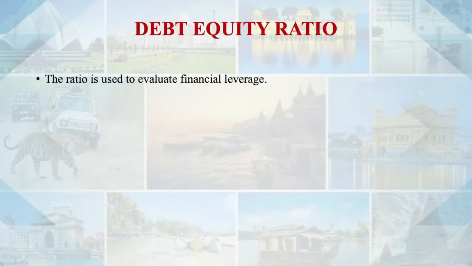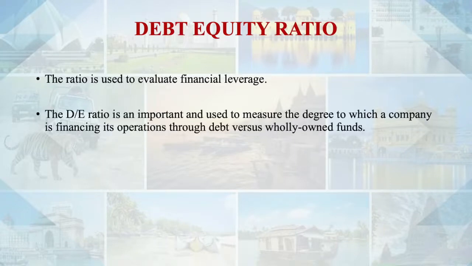Now, why are we calculating this ratio? This ratio is helpful to evaluate the financial leverage, the dependence of the company on external financing. So we calculate the financial leverage. It is very important because we have to measure the degree to which the company is financing its operations through debt versus fully owned funds. That is, what is the ratio between the funds financed by external people and the funds financed by the internal people, that is, by the owners.